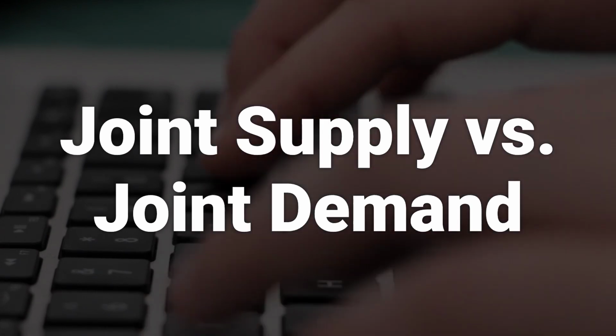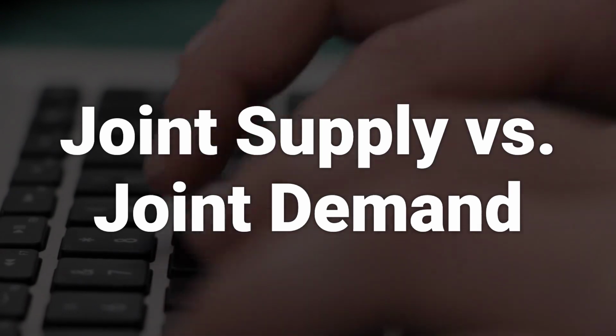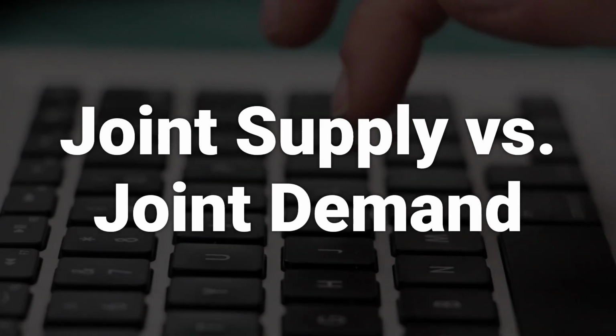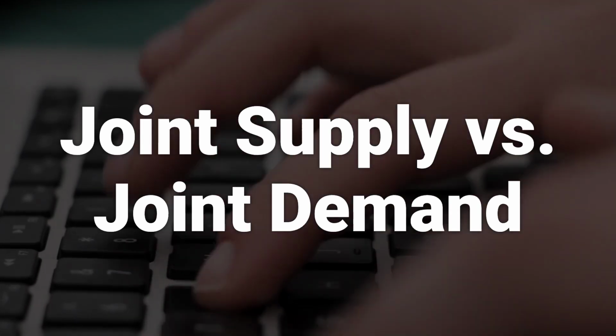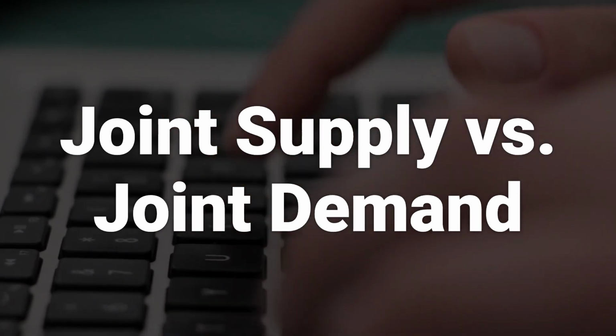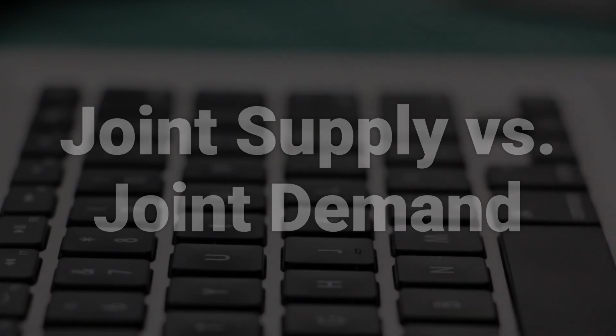Joint demand isn't necessarily related to joint supply. Rather, joint demand happens when demand for two goods is interdependent, such as printers and ink cartridges. Basically, joint demand is when you need two goods because they work together to provide a benefit for the consumer. If two goods are in joint demand, they will have a high and negative cross-elasticity of demand.